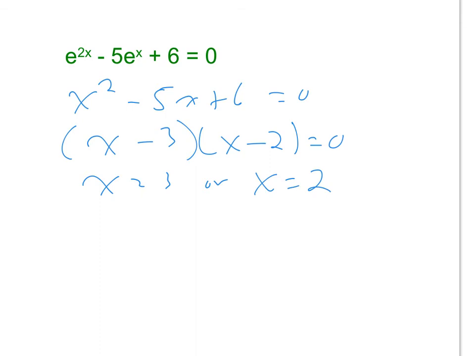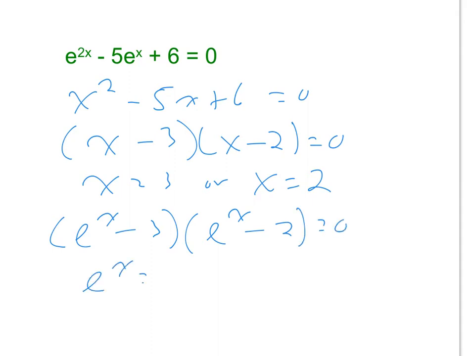So I'm going to factor this guy as e to the x minus 3 times e to the x minus 2 is equal to 0. So now I know that e to the x is equal to 3, or e to the x is equal to 2. Let's switch to red. So we're going to ln both sides.